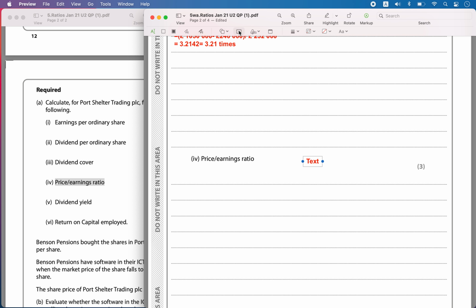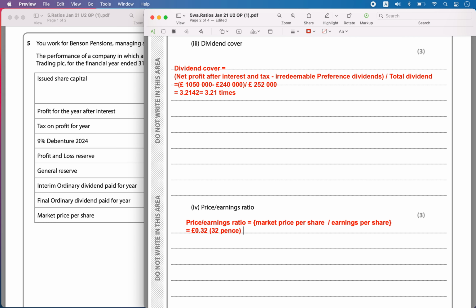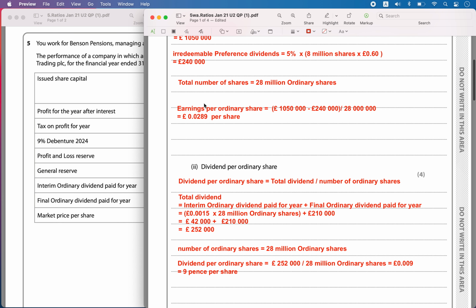Earnings ratio. So what is the price to earnings ratio formula? The price to earnings ratio is nothing but the market price per share divided by the earnings per share, EPS. Market price, okay, per share. So the market price for the share was 0.32 pounds, 32 pounds divided by the earnings per share.